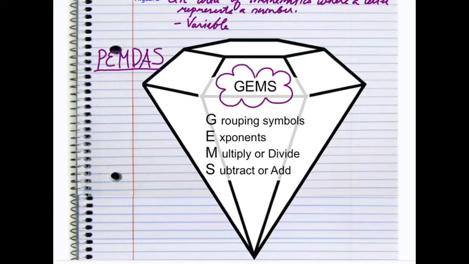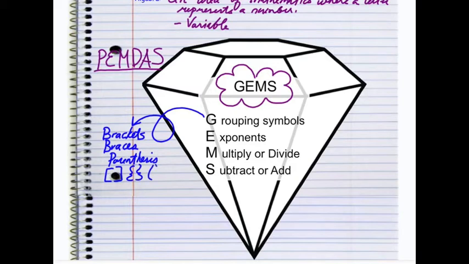So grouping symbols are really, let's start with blue. Anytime you see brackets, braces, or parentheses, anytime you see numbers with an operation grouped together, like a bracket or a brace or a parenthesis, those are called grouping symbols. So anytime you see those kinds of symbols, you're going to do that component of the equation first, right? Grouping symbols always go first.